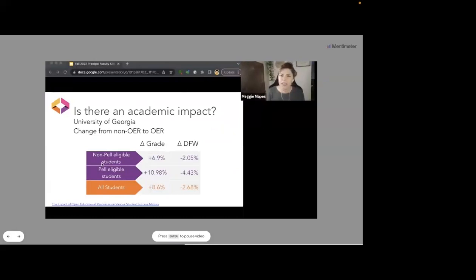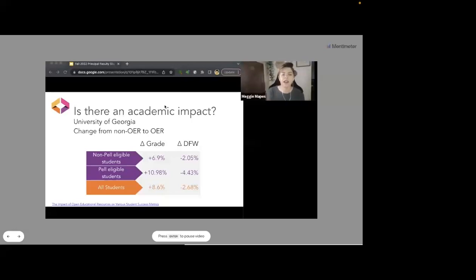This is a kind of representation of an article that noted the results of a large-scale study, almost 22,000 students, that looked at the impact of adoption related to open educational resources. So what it looked at is changes in drop, fail, withdraw, DFW, right? Changes in drop, fail, withdraw after those courses instituted open educational resources. And what we notice is some really, really interesting results because of this data, right?